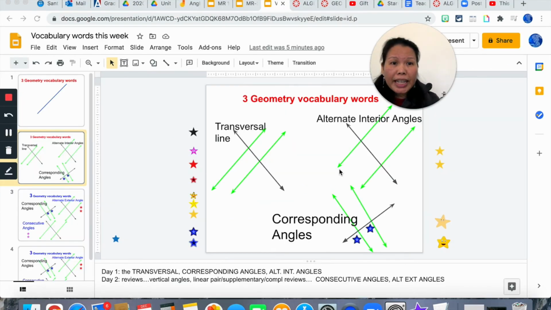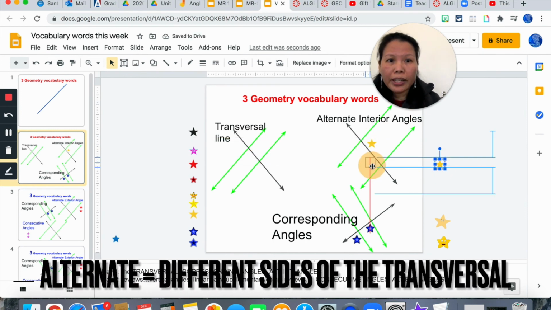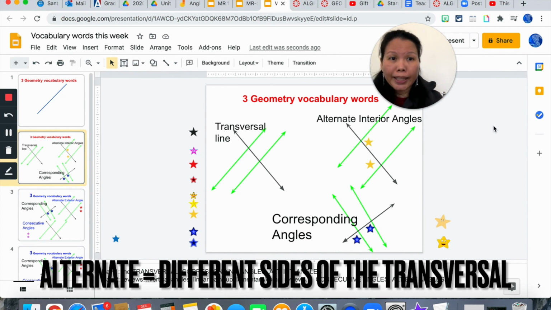The alternate interior angles, our last word today. If you can, please say alternate interior angles. Alternate means on different sides of the transversal. So one is on the right side, one is on the left side of the transversal black line. The word interior means on the inside of the two green lines, or parallel lines if we have the parallel symbol. Those are alternate interior angles.